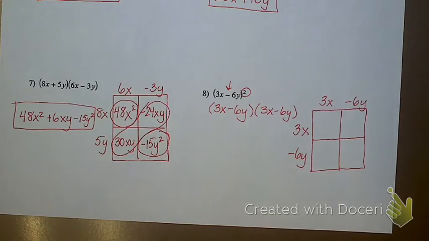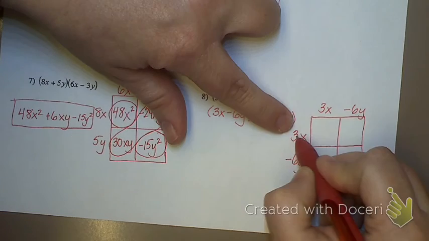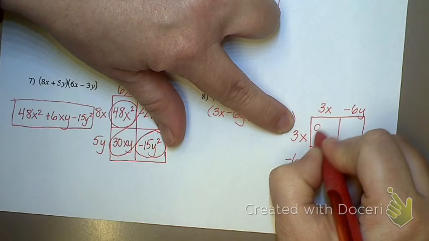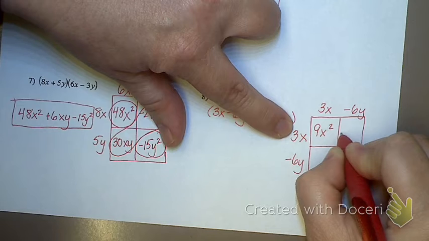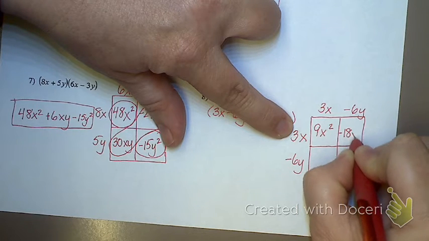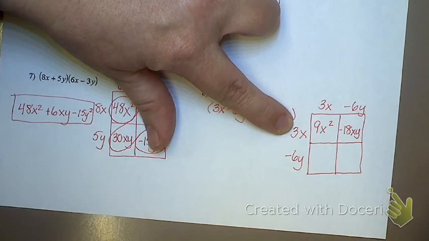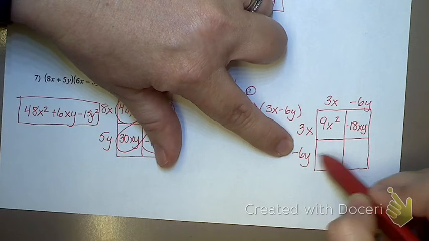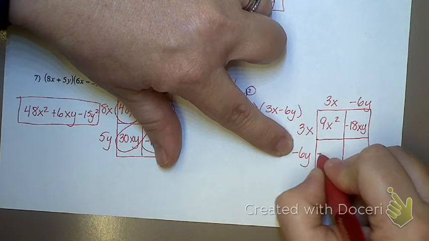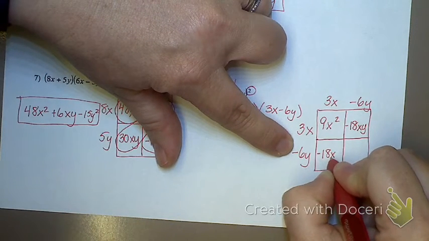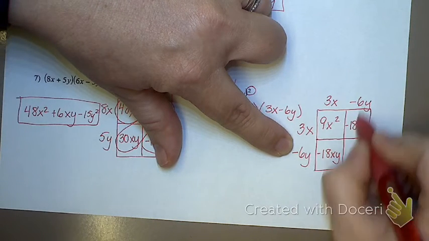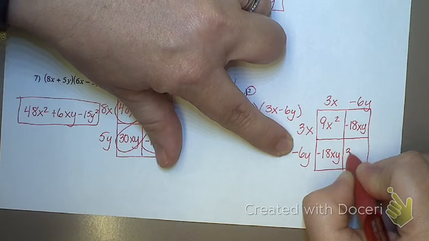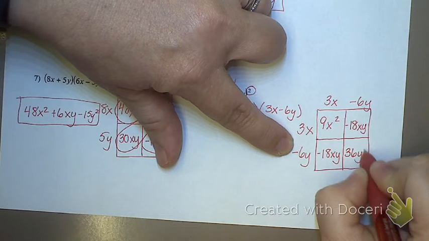All right, let's finish this off. 3x times 3x would be 9x squared. 3x times negative 6y would be negative 18xy. Keep those letters in alphabetical order. Negative 6y times 3x would be negative 18xy. Keep the letters in alphabetical order. And negative 6y times negative 6y would be positive 36y squared.